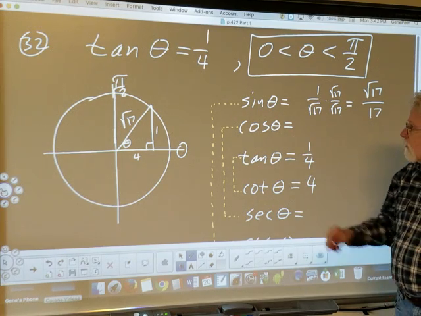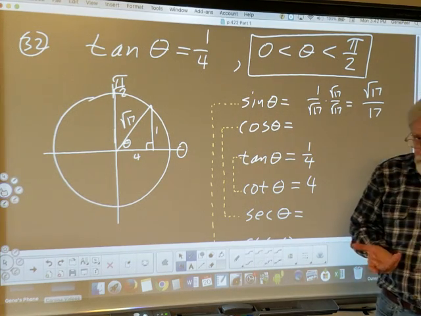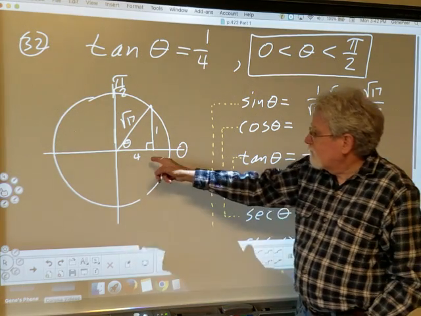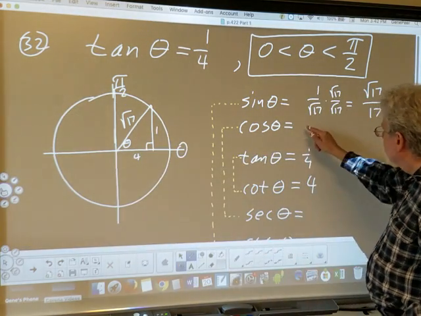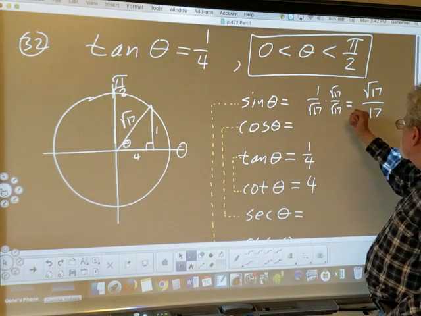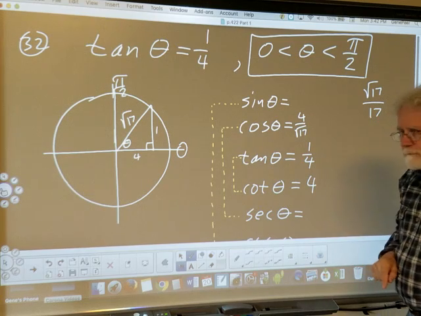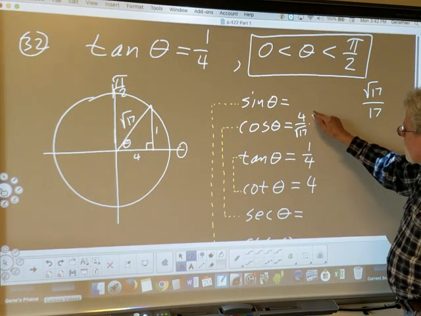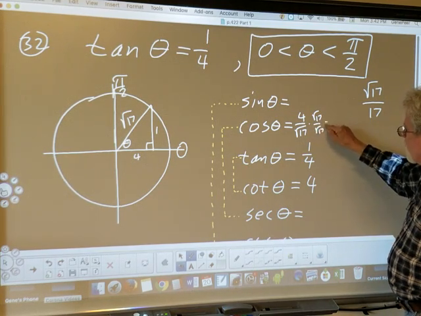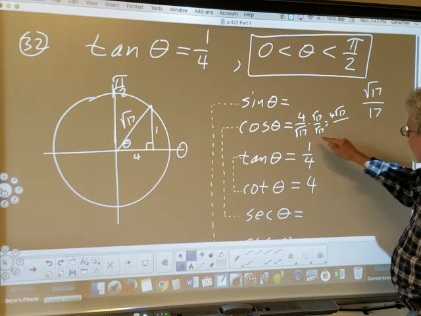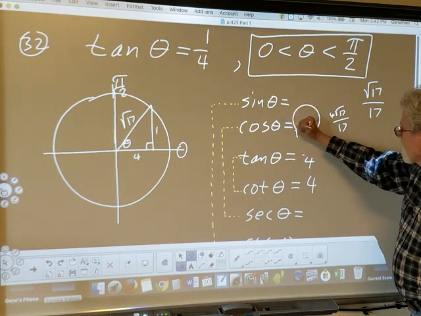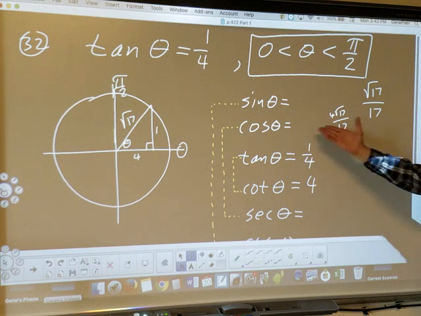Cosine is very much like sine, except it's adjacent over hypotenuse. It's 4 over square root of 17. So we multiply again by square root of 17 over square root of 17, and we get 4 square root of 17 over 17. Done. 4 square root of 17 over 17 for cosine.